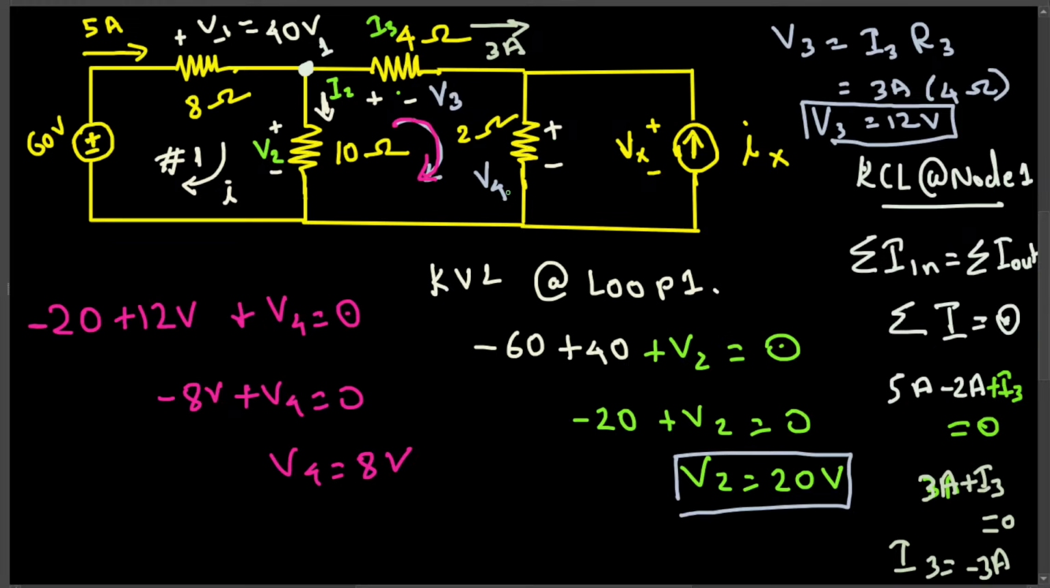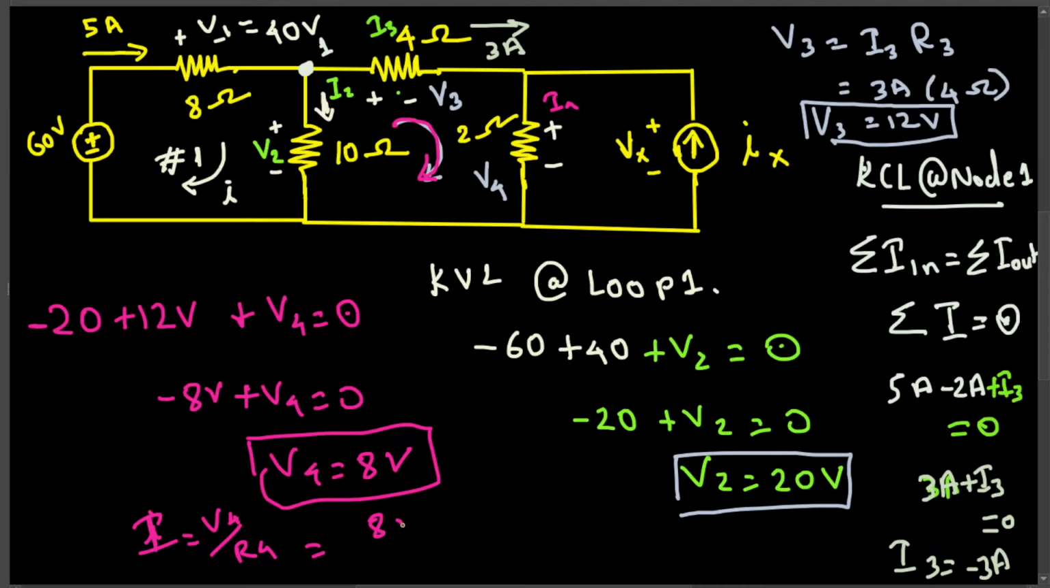Okay, now we found out the V4 voltage. Now we can find the current across this using Ohm's law, that is V is equal to I times R. So I is equal to V divided by R. Let's call this one I4. I4 is V4 divided by R4. V4 is 8 voltage and R4 is 2 ohm. So we're going to have the current 4 ampere passing through this resistor.